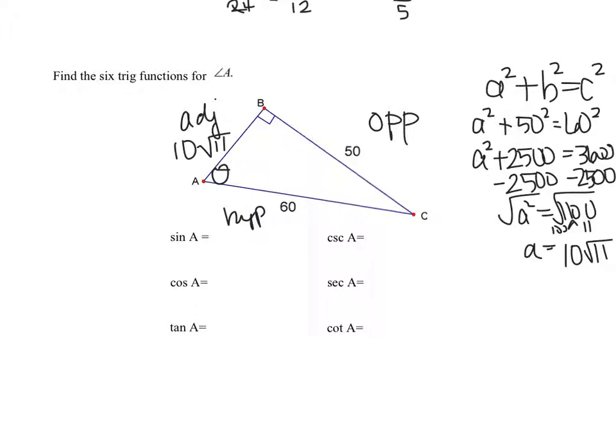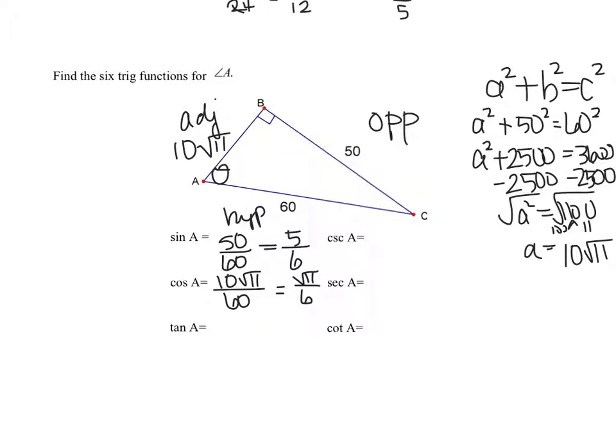So sine, which is opposite over hypotenuse, is going to be 50 over 60, which we can simplify as 5/6. Cosine is adjacent, so 10 square root 11 over our hypotenuse 60. And while we can't simplify the square root of 11 with anything, we can simplify 10 over 60, which just becomes 1 in the numerator times the square root of 11 over 6.